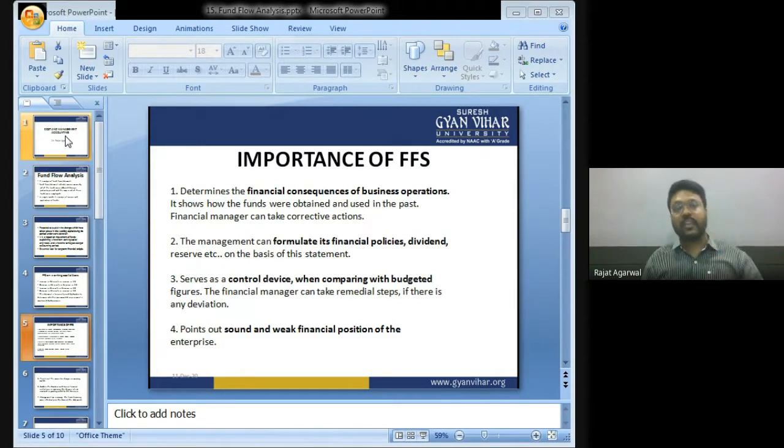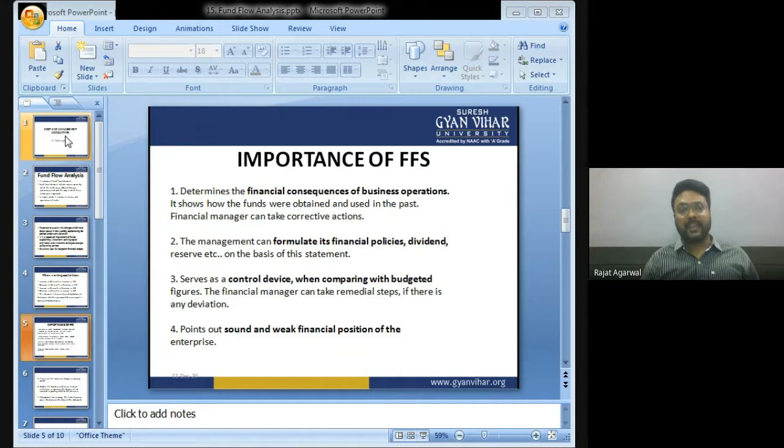Now, what is the importance of the fund flow statement? It determines the financial consequences of business operations. It shows how the funds were obtained and used in the past. The financial manager can take corrective decisions. By seeing the fund flow statement, the financial manager gets to know from where the company is obtaining the funds and where the company is applying the funds, so that he can take correct decisions in the future.